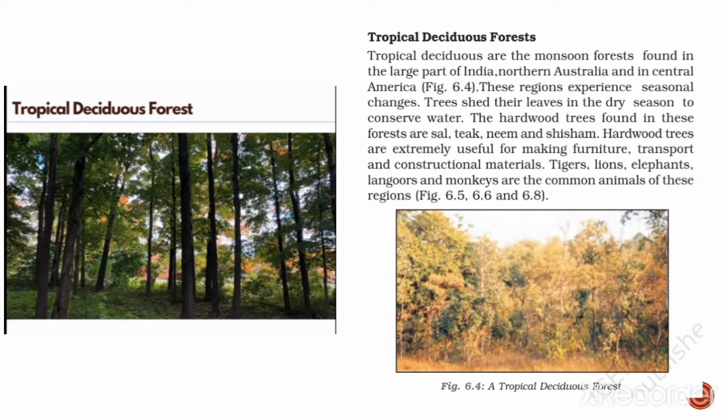Next comes tropical deciduous forest. These are also called monsoon forests. Trees in these forests shed leaves in dry season and they change their colors along with seasons. They are seen in India, northern Australia, and in Central America. Hardwood trees are seen here. Some common trees are sal, teak, neem, and shisham. We use the wood of these trees to make furniture. Animals that are commonly seen in these forests are tiger, lion, elephant, langur, monkeys, etc. Majority of Indian forests are of tropical deciduous forest type.